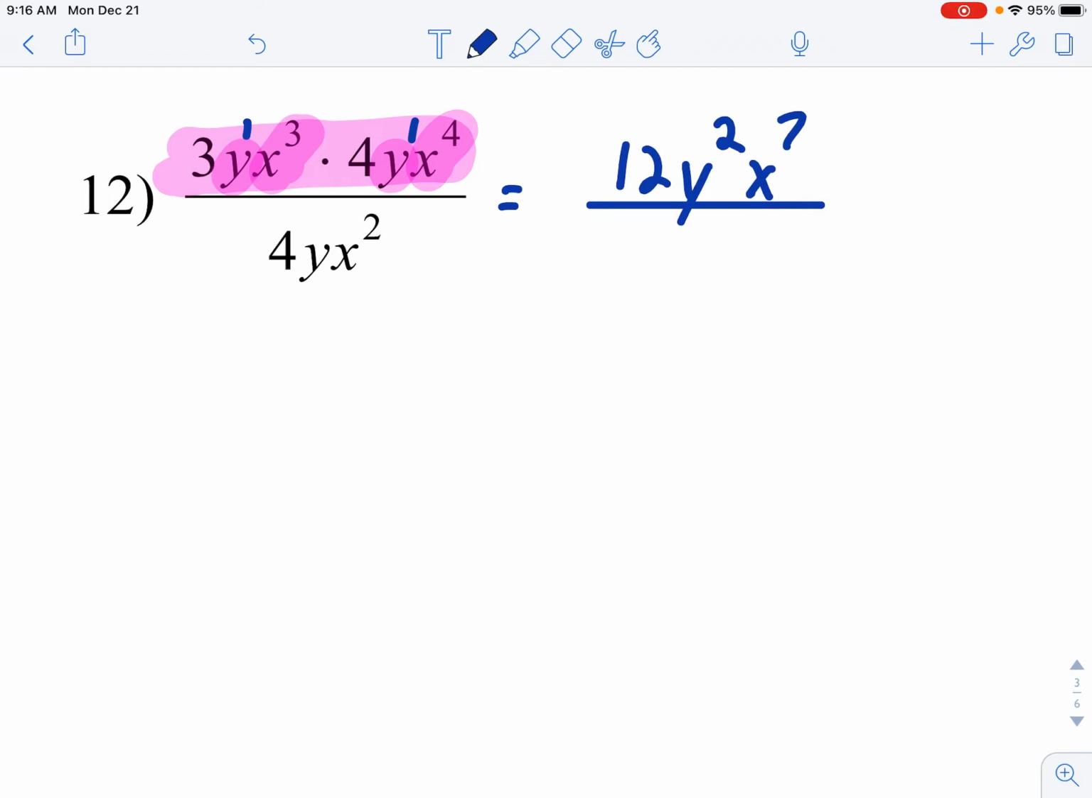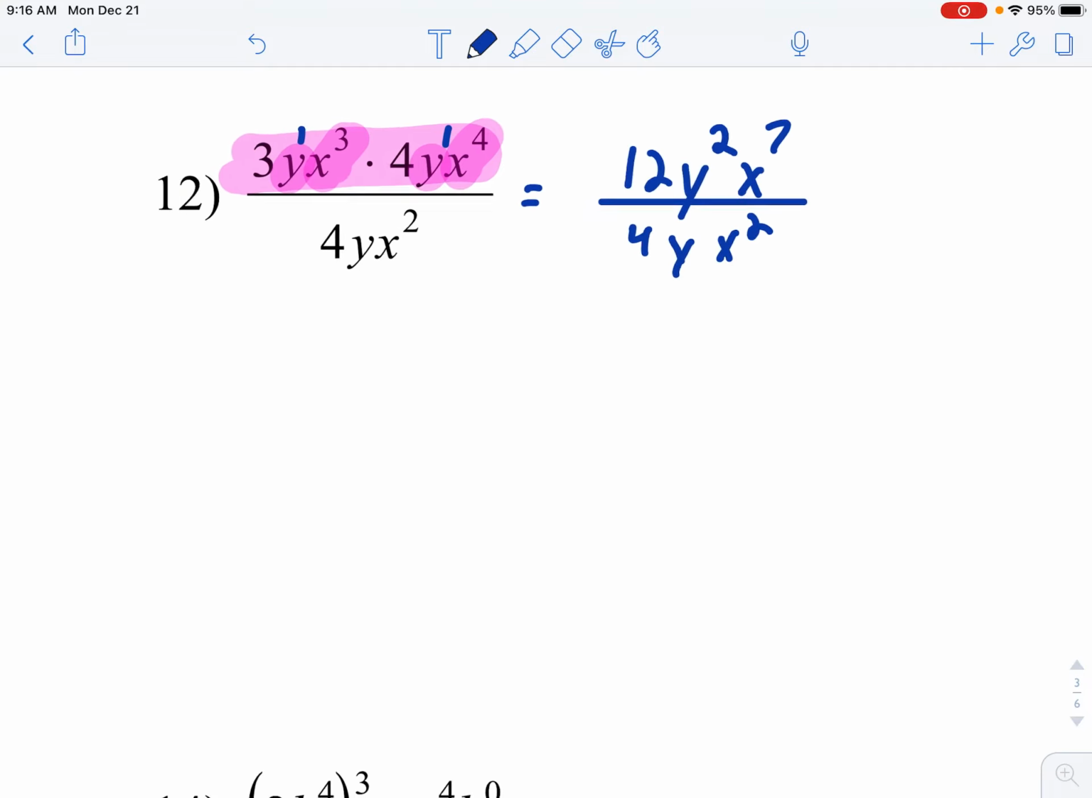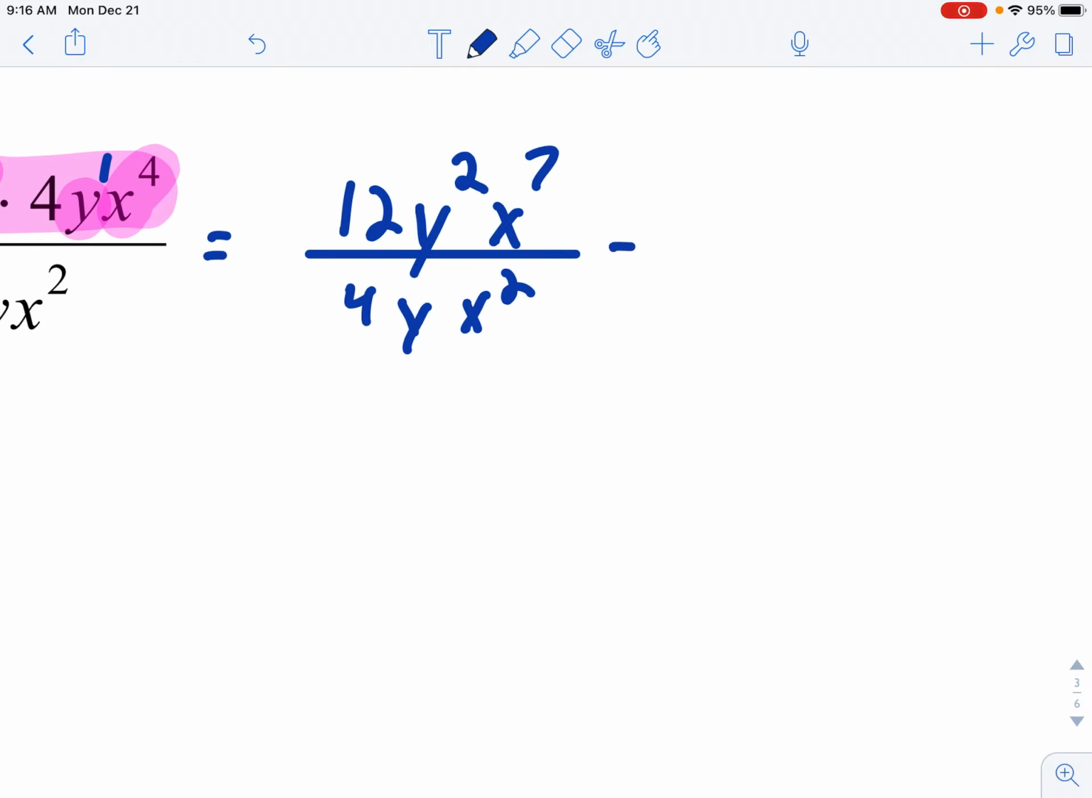So I've simplified the numerator, the top. Let me carry over the denominator. And now we can do the divide part. So what do we have here?